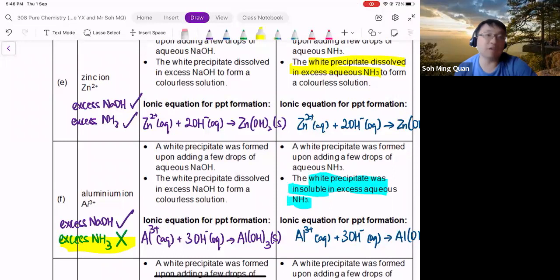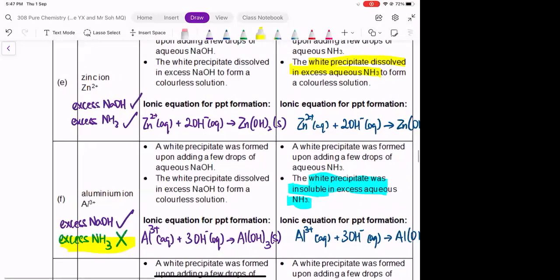Now, the question, as I also answered in the lab that day: why is it that zinc and aluminium hydroxide precipitate will dissolve in excess NaOH? What makes zinc, aluminium, and lead as well so special that they can dissolve in excess NaOH? Rishi, do you recall what makes zinc, aluminium, and lead so special? What is something that they have in common?